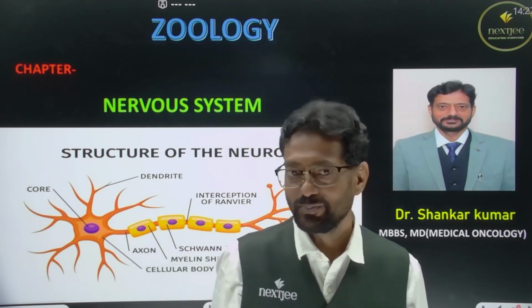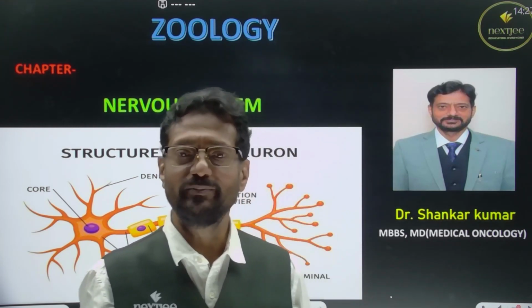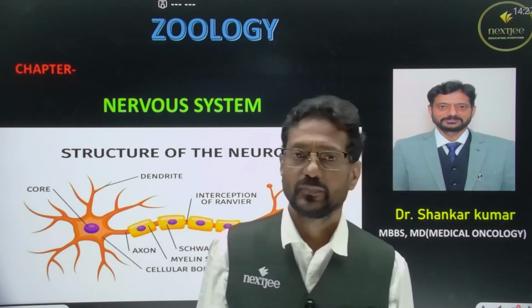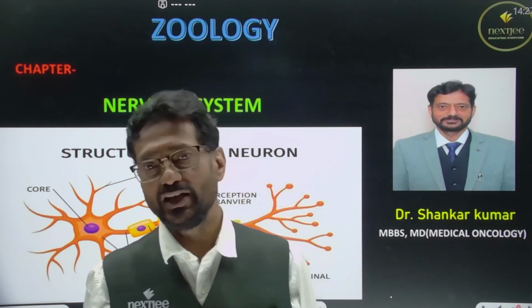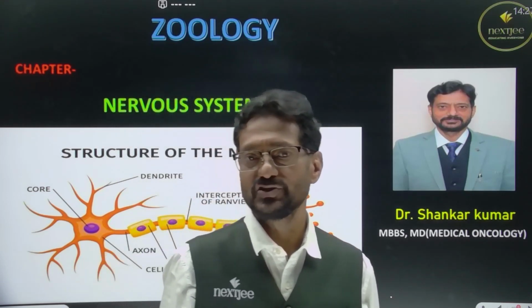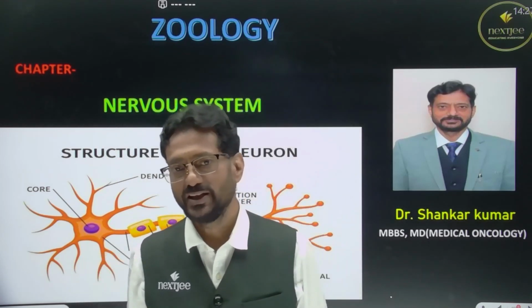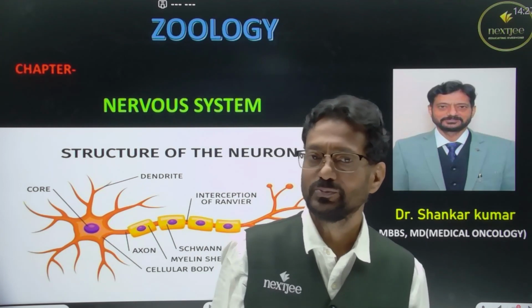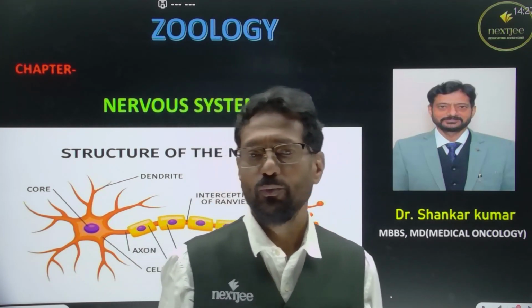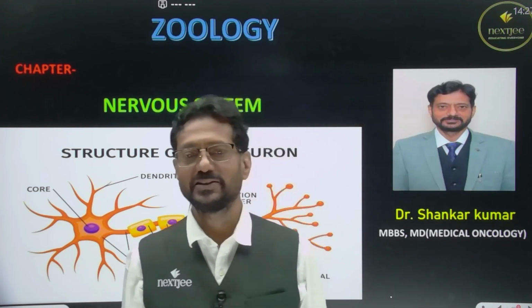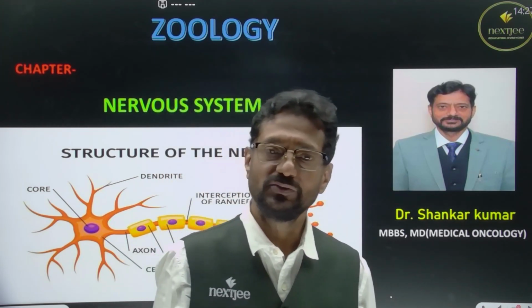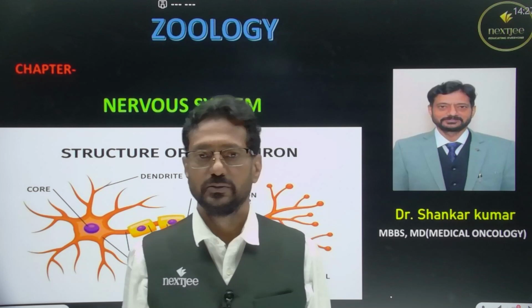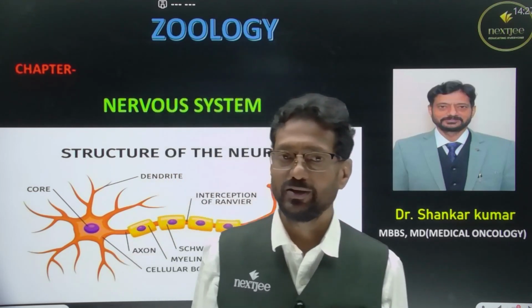About 95% of the packing of the nervous system is made up of this neuroglial cell or glial cell. Astrocyte is the packing cell of the central nervous system. Oligodendrocyte is the packing cell of the central nervous system, while Schwann cell is the packing cell of the peripheral nervous system. A question will be asked in your NEET examination: what is the difference between nerve and neuron?